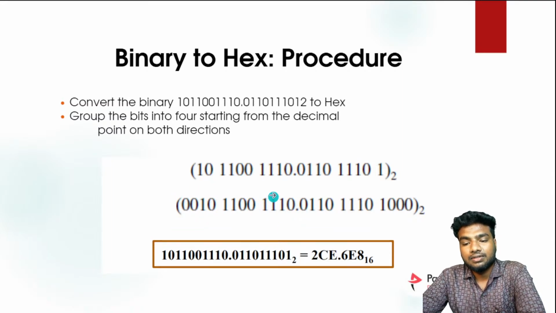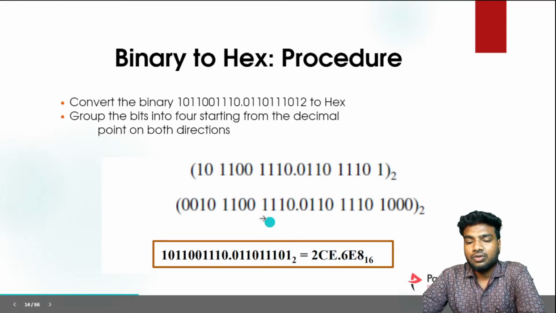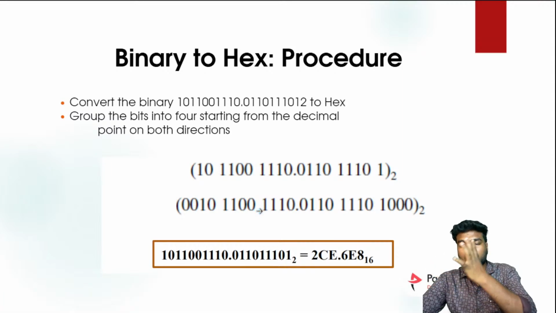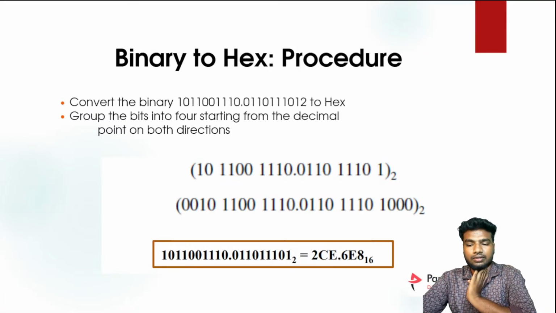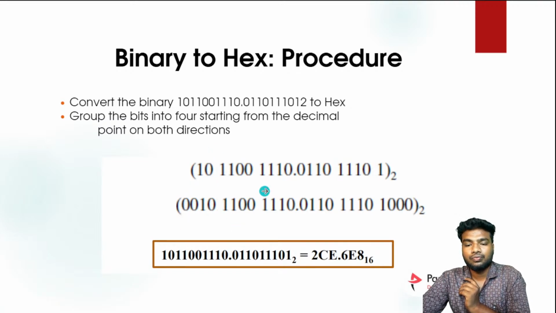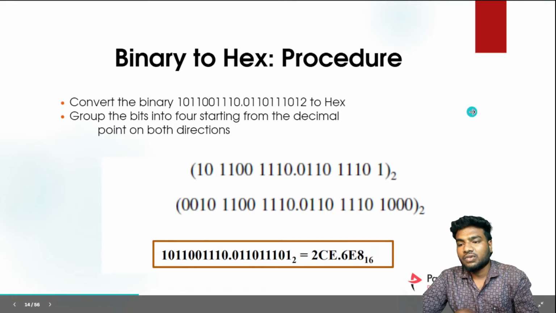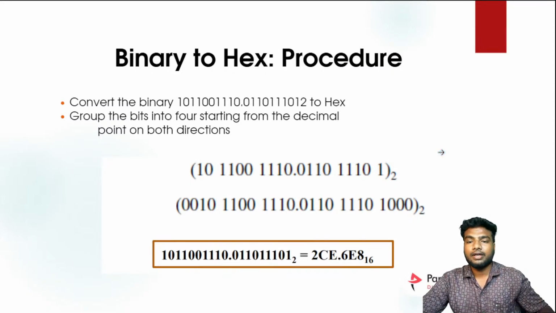Then converting the first group, 1 1 1 0 means 8 4 2 1, like 14. We can represent 14 in hexadecimal as E. Then 1 1 0 0 means 8 plus 4, 12, so C. We can write this in hexadecimal form as C. And then 0 0 1 0 we can write as 2 in hexadecimal form. So we can write 2CE. This is the way of writing the conversion of binary to hexadecimal.